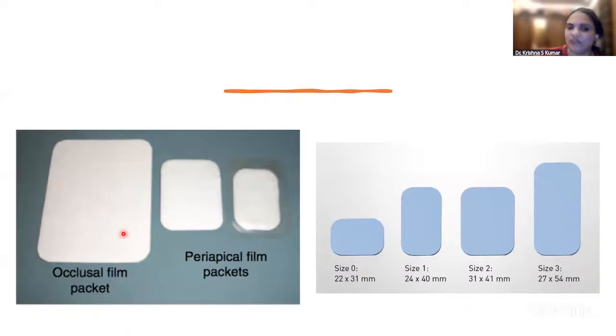So the occlusal film, 57x76, the standard periapical, 31x41 mm, and the pediatric film. This is the extra long film which is used for bite-wing radiograph or viewing the posterior teeth in one arch.